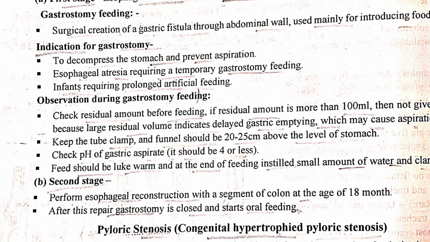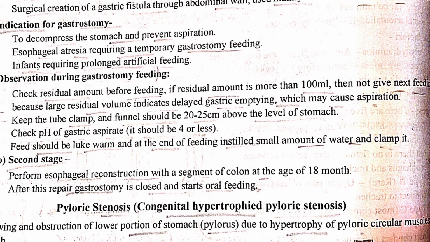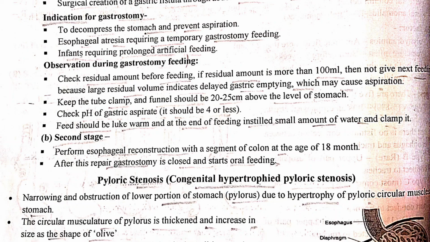Observation during gastrostomy feeding. Check the residual amount before feeding. If the residual amount is more than 100 ml, then do not give the next feeding, because a large residual volume indicates delayed gastric emptying, which may cause aspiration. Keep the tube clamp and funnel 20 to 25 centimeters above the level of the stomach. Check the pH of gastric aspirate. It should be 4 or less. Feed should be lukewarm and at the end of feeding instill a small amount of water and clamp it.